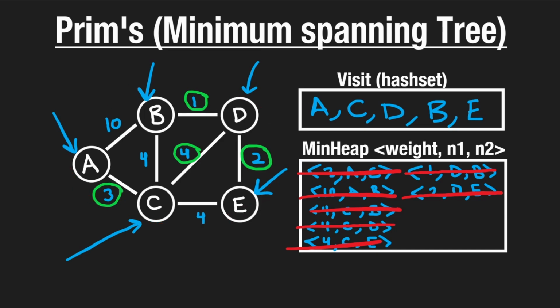And notice how we had 5 nodes, but the output that we created is 4 edges. It took 4 edges to connect 5 nodes to each other. That's our minimum spanning tree.